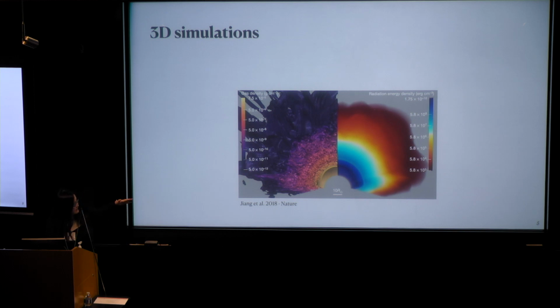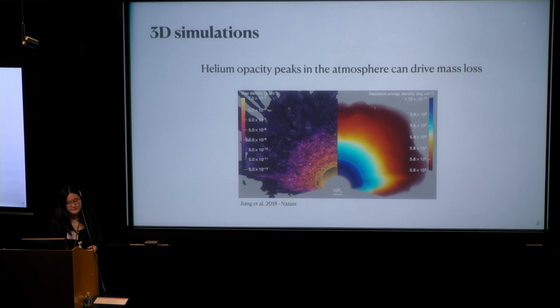And you note that at the photosphere, in the purple region, there are big plumes that occur, right? So it's a very not spherically symmetric system in 3D. And the main conclusion in these 3D simulations is that helium opacity peaks in the atmosphere can drive mass loss. And these opacity peaks occur in the purplish region where the temperatures are cool enough for helium to recombine. And these 3D simulations are wonderful, very informative. They allow us to derive a mass loss rate.